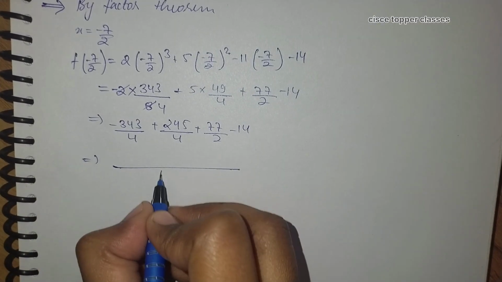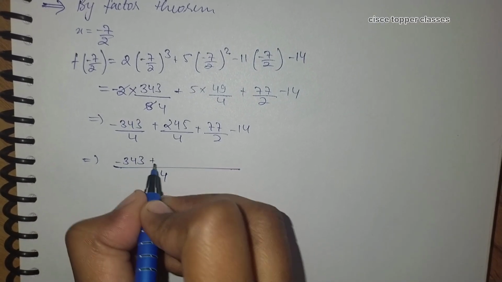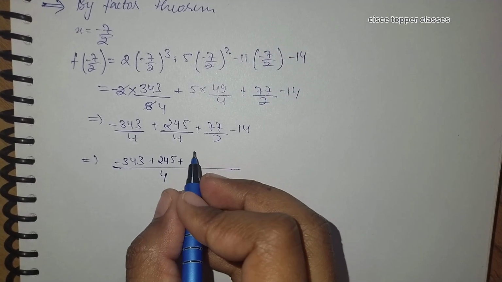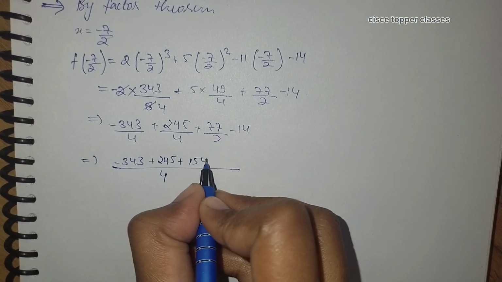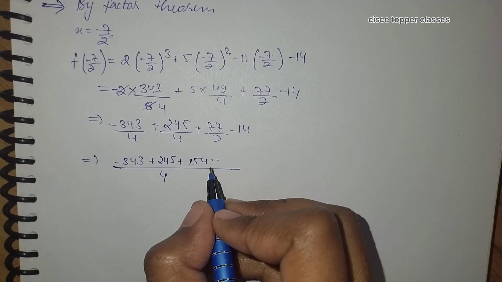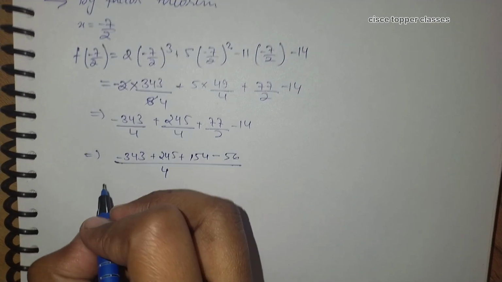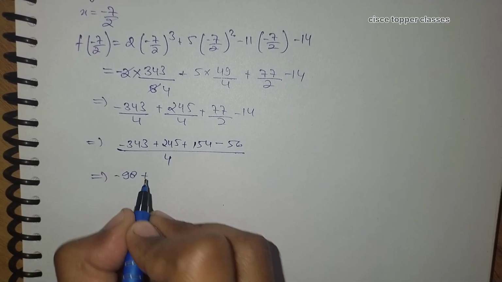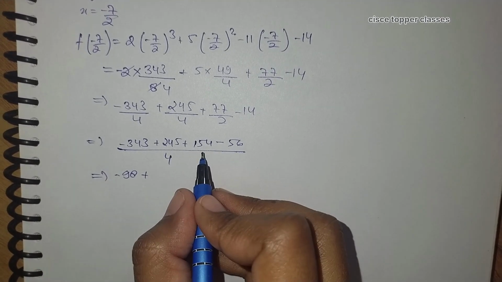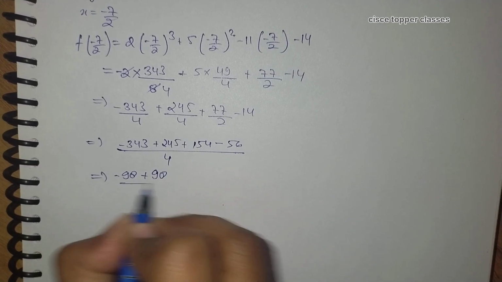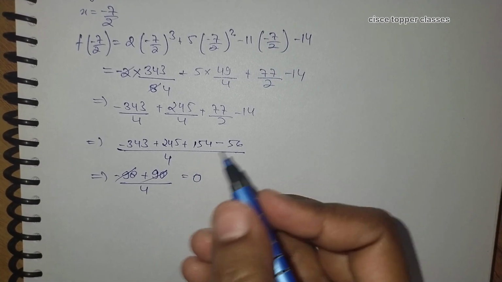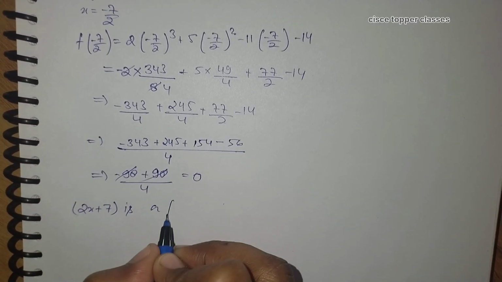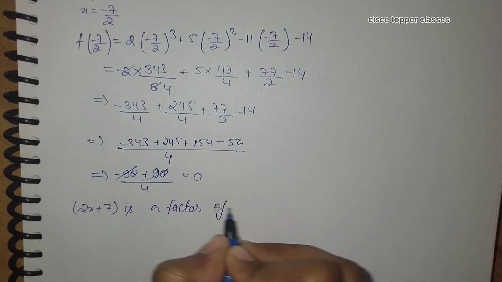Taking LCM, we will take 4 as LCM: minus 343 plus 245 plus 77 into 2 here. On taking LCM, it will become 154, then minus 14 into 4, so this will become 56. Now we will solve these things. Here it will become minus 98. Now 154 minus 56 will become 98, plus 98 divided by 4. On cancelling, we will get 0. Hence it is proved that 2x plus 7 is a factor of f(x).